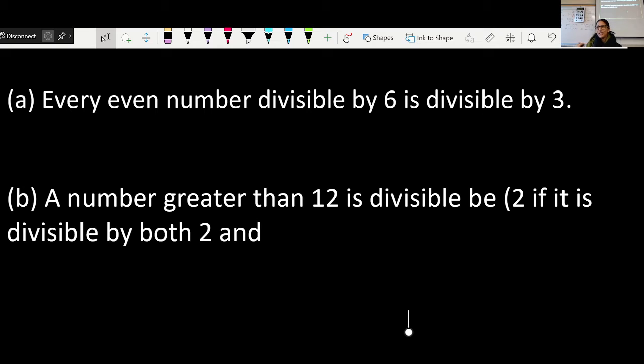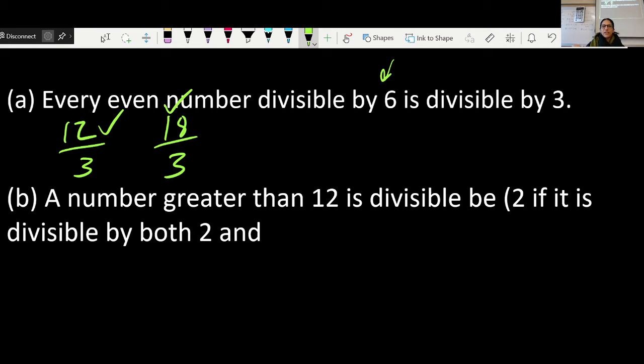First of all, what does it mean to be divisible by 6? You can divide it by 6 and get a whole number. So what's an example? 12. Okay, so 12 divides by 6. Does it also divide by 3? Yeah, so that one works. Can you think of another one? What else is divisible by 6? Let's test some. 18. Does 18 also divide by 3? So it worked for that one. Can you try to think of one where this won't be true? What's divisible by 6 but doesn't divide by 3?